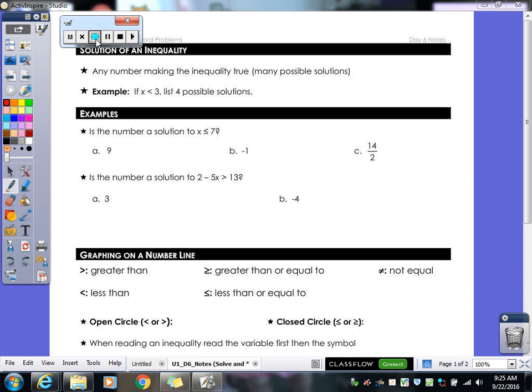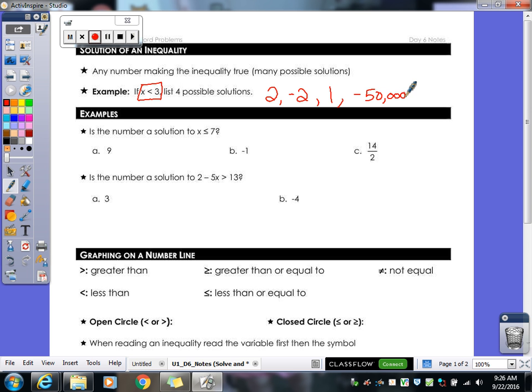So for example, if I have x is less than 3, that means 2 is a solution to that inequality. Negative 2 would be a solution to that inequality. What's another one that could be a solution? One. You could have negative 50,000. That's less than 3. So there are an infinite amount of numbers less than 3 that work in that inequality.